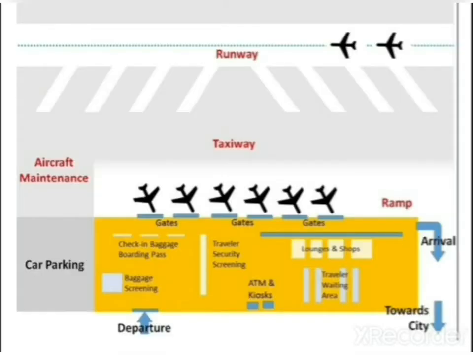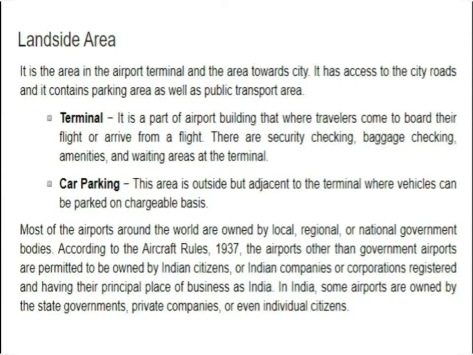Here you can see the different airside areas of the airport. This is the complete layout of the airport. In this figure you can see the runway, taxiway, and ramp or apron. Ramp or apron is the part of the airport used for parking the airplanes. Next is the landside area.